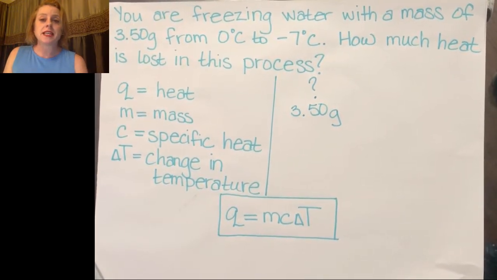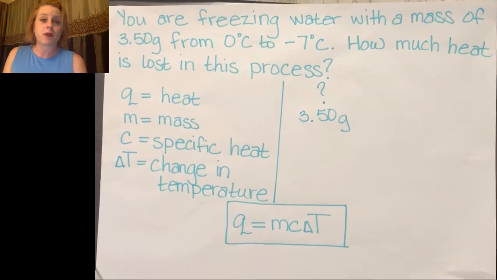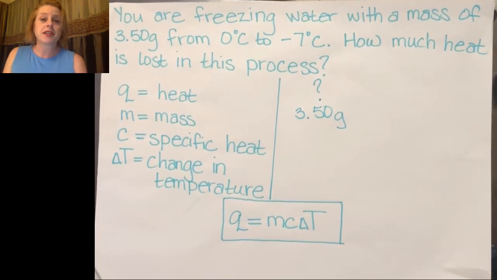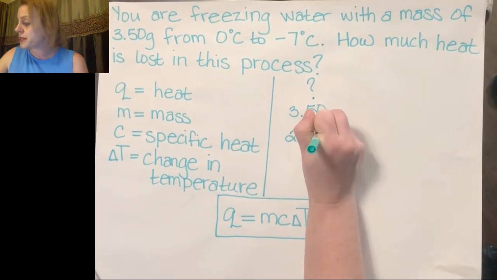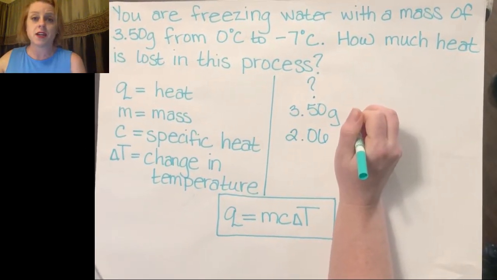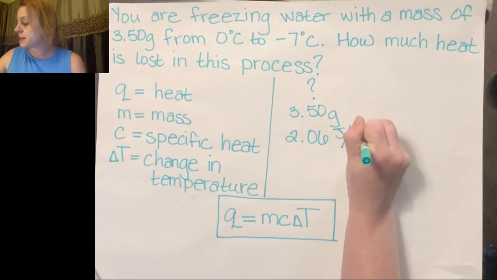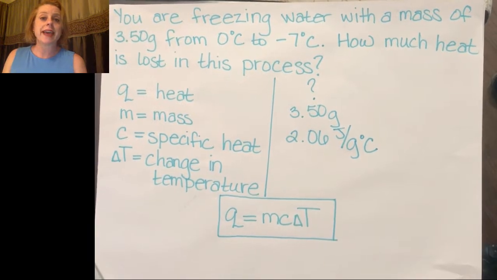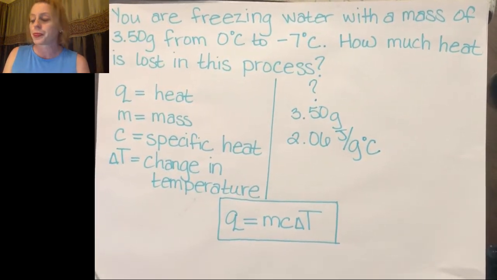The specific heat of solid water is actually lower than the specific heat of liquid water, which I referenced earlier. The specific heat of solid water is about 2.06, and the units for specific heat are joules per gram degree Celsius. They can also be in calories per gram degree Celsius, but we're going to stick with joules for now.